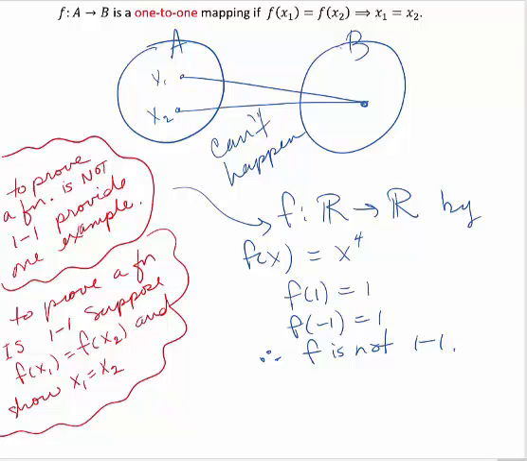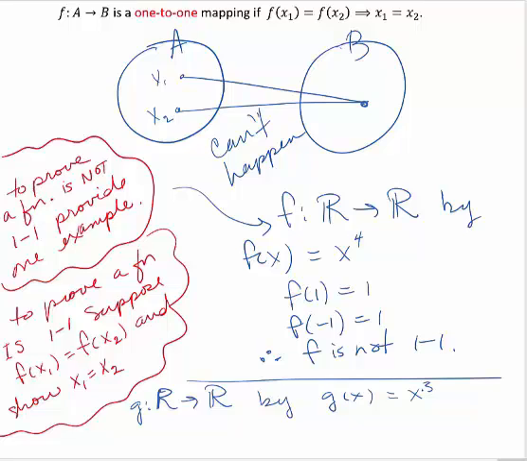Now, to prove that a function is one-to-one is a little more difficult. You have to suppose that f of x1 is equal to f of x2. That's always the first statement. And then you have to show by properties of the function that x1 must be equal to x2. Give you an example of that. If g maps the real numbers to the real numbers by g of x is equal to x cubed, then, well, you know that is a one-to-one function. If you think of the graph of y equals x cubed, it's always increasing, one-to-one.